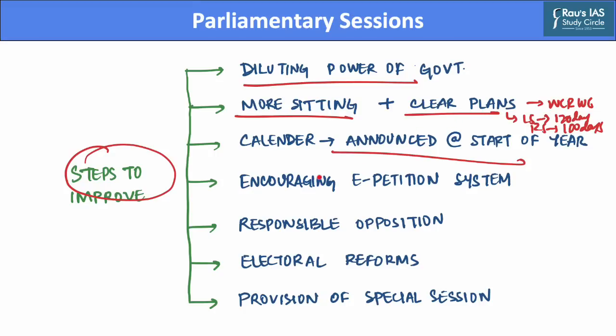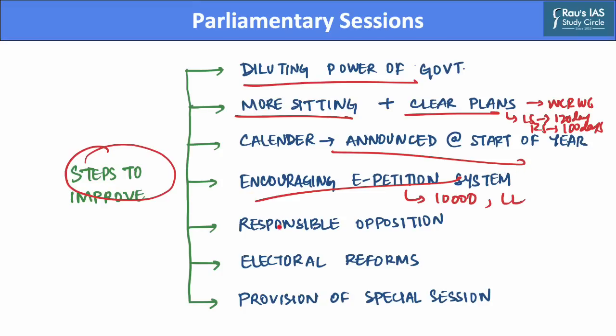Further, there is a need to encourage the e-petition system. Under this system, a fixed number of people, let's say 10,000, may sign an e-petition on certain issues, and the Prime Minister or the Minister concerned will have to reply to it. And when such a petition is signed by more than, say, 1 lakh people, the issue needs to be debated on the floor of the House. Hence, it will improve the ability of Parliament to uphold the government's accountability.